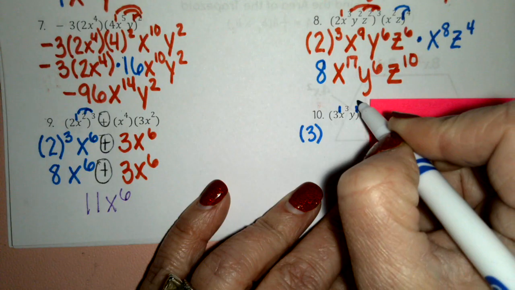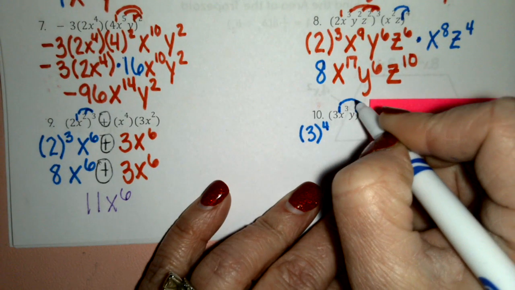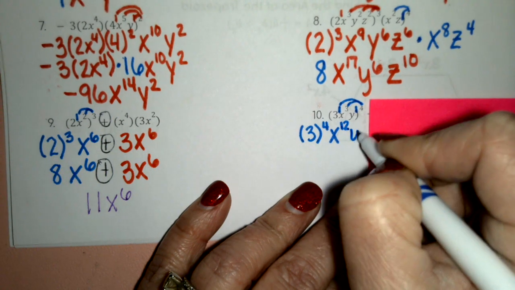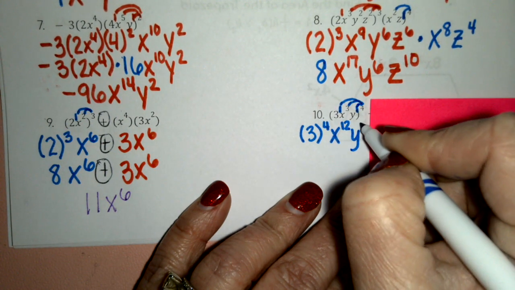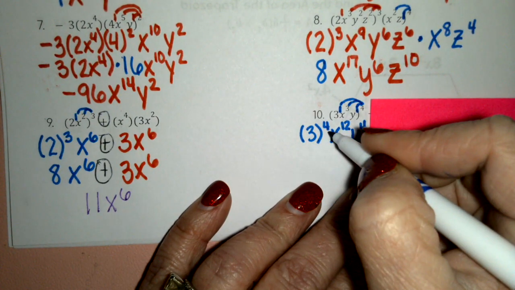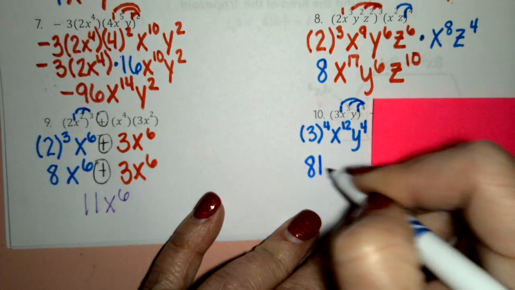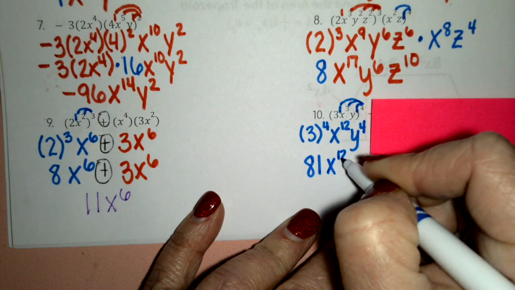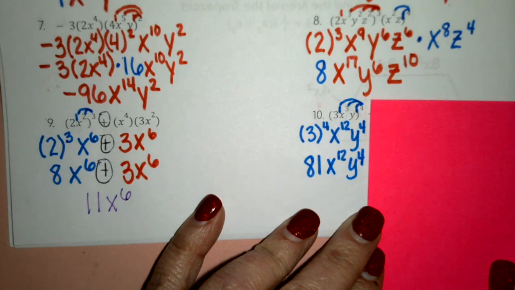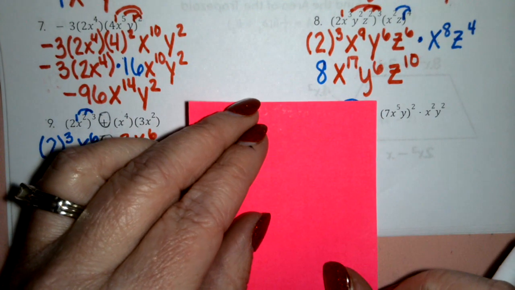So we have 4 times 1, which is 4. 4 times 3, which is 12. Y, 4 times 1, which is 4. 3 to the 4th is equal to 81. So I have 81, x to the 12th, y to the 4th. That's all on that side. Now we have to go to the other side.